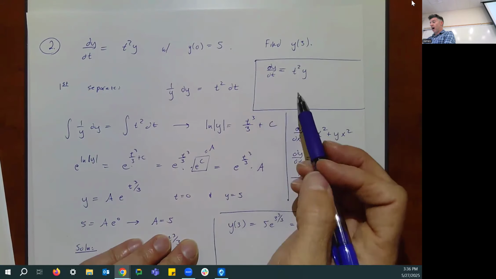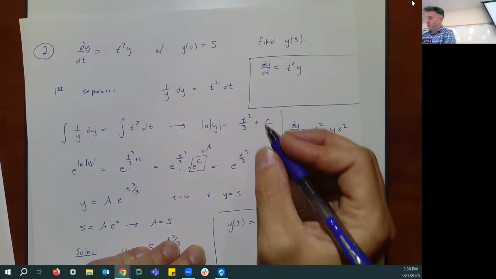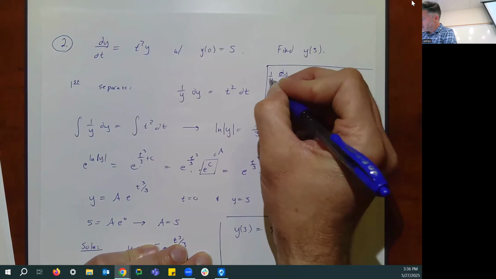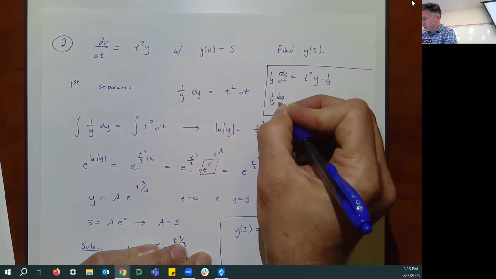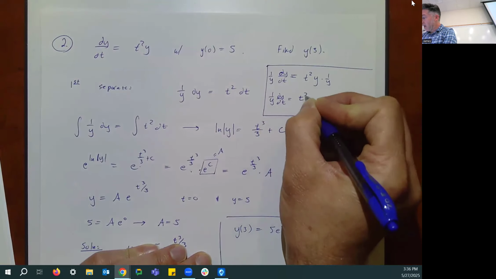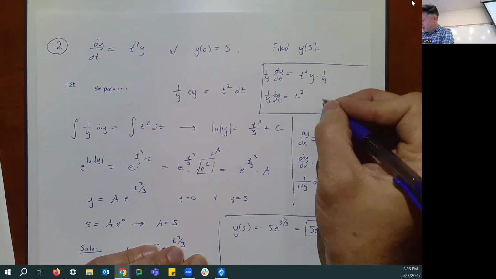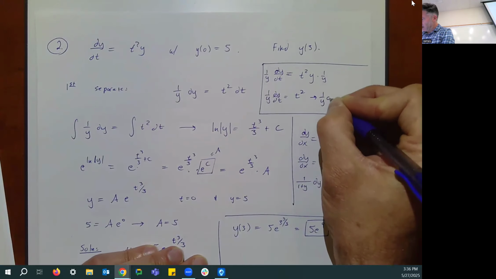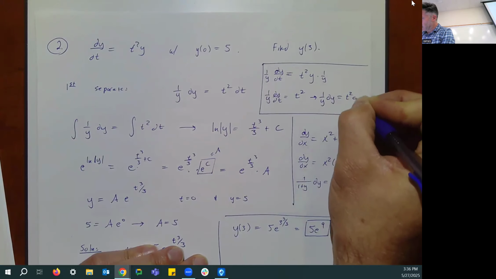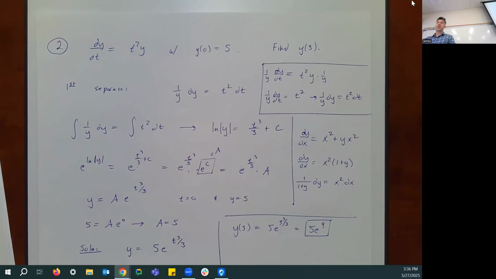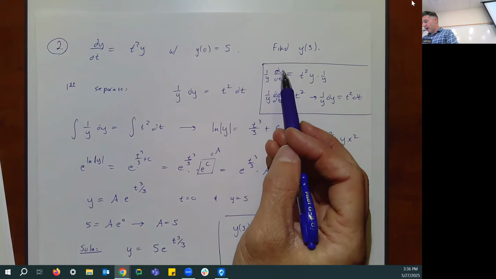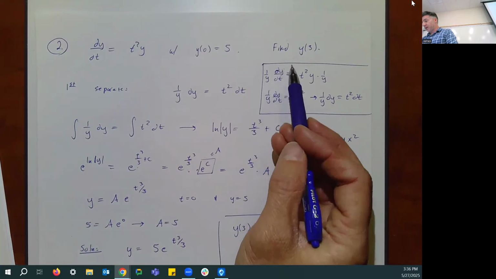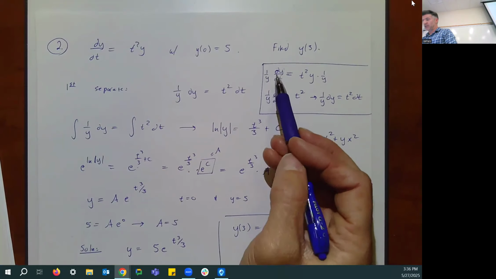Similarly here, I'm dividing both sides by y, or multiplying both sides by 1 over y, to get 1 over y dy/dt equal to t squared, and then I'm multiplying both sides by dt to get 1 over y times dy equal to t squared times dt. So that's how we separate variables. If you're writing your derivative on the left, the top thing, y, has to come to the left side, and the bottom thing, t, has to end up on the right side.